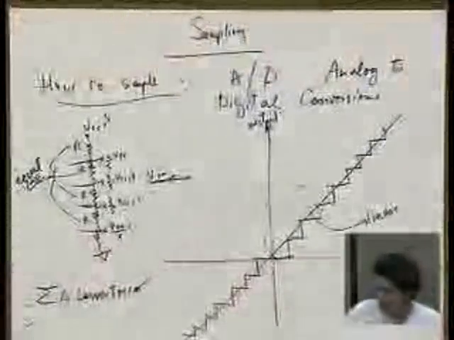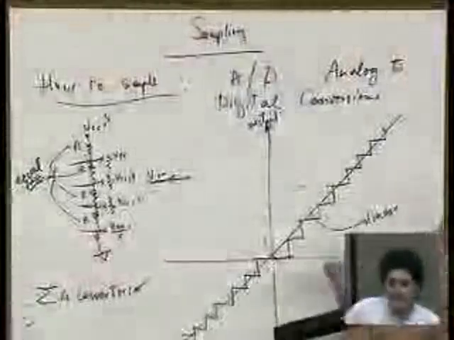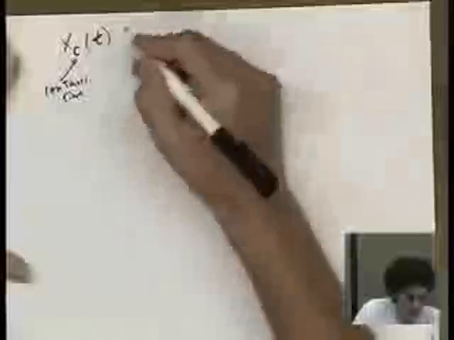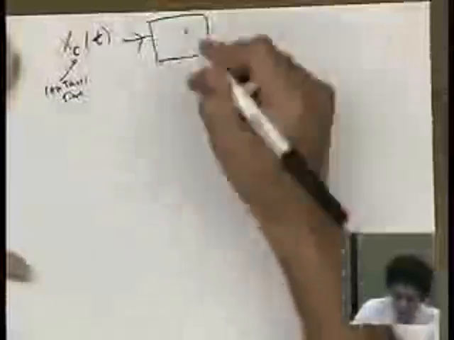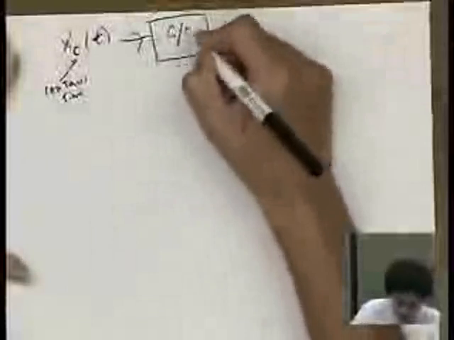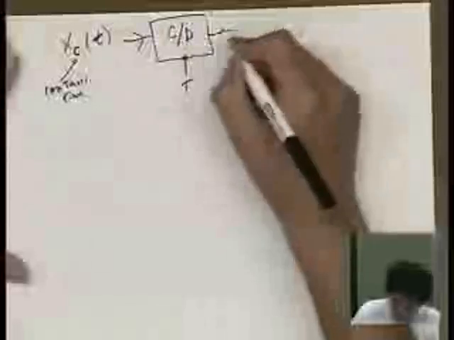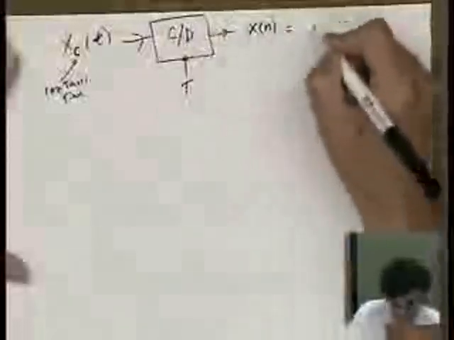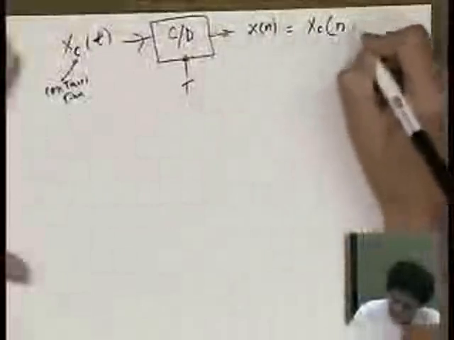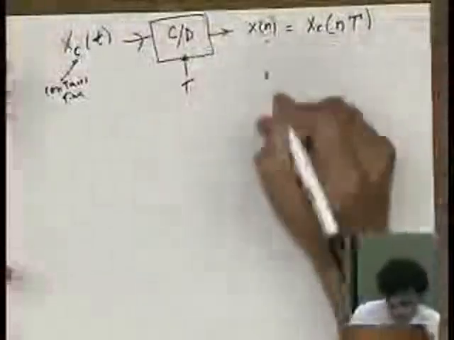Okay. But for now, what I want to talk about is what happens to the spectrum of the signal as you sample it. Okay. So the picture I want you to have in mind is you have some x sub c of t. C stands for continuous time, and t is just a real variable. And you send it to a box which converts a continuous time signal to a discrete time signal, and the sampling period here is T, and out comes a discrete time signal x of n, which is just x sub c at times nT. Okay.